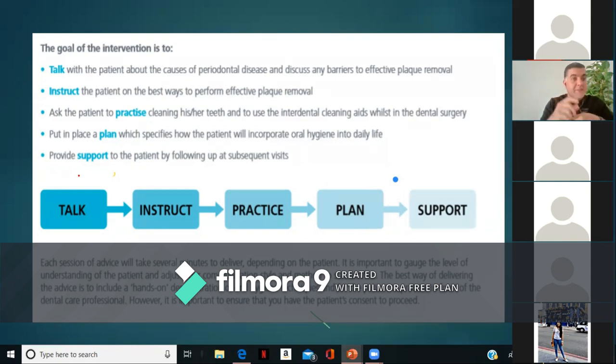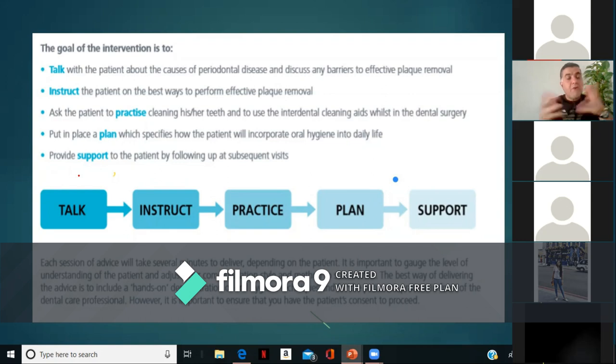In real life, I explain, I have a model, I have a brush, I have flossing, so I will show the patient how to use them. For practice, I will ask the patient to practice in front of me. You can't believe how many patients don't know how to use an interdental brush. And it's quite difficult, especially in the back teeth.